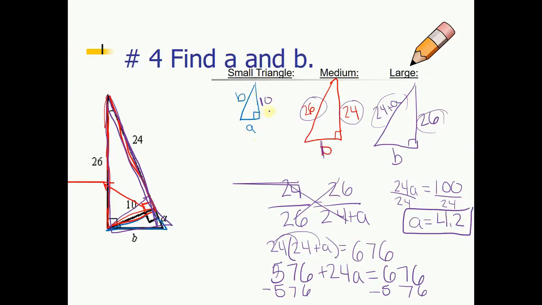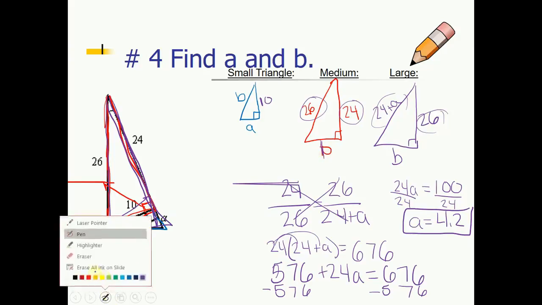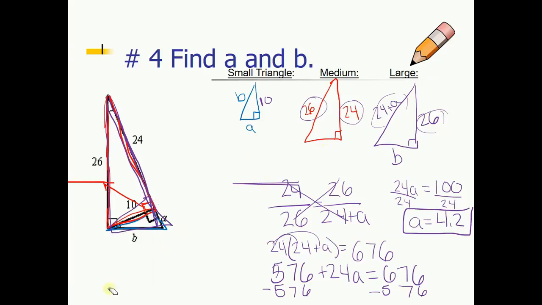So, it looks like we should be able to set up... Oh, which means that's not B. That should have been 10 right there. Holy buckets. Because the medium triangle is this guy. This is 10 right here. That should be 10. My bad, guys. That's Marsh going a little wonky.